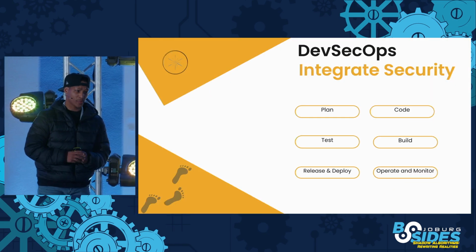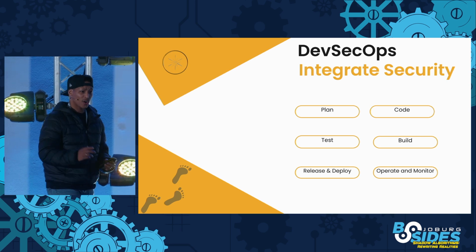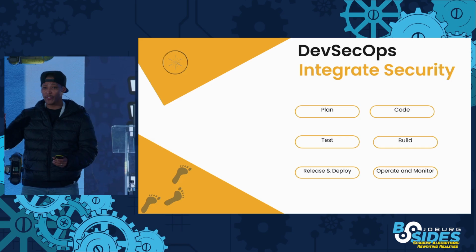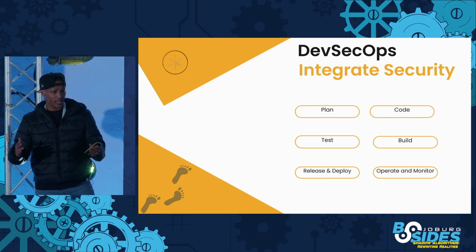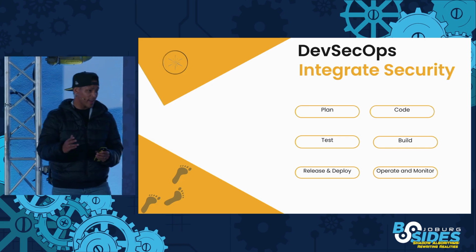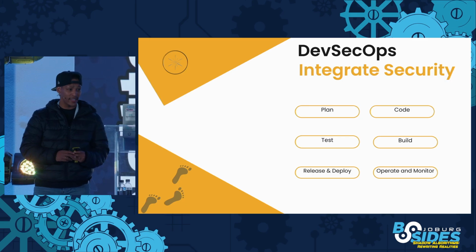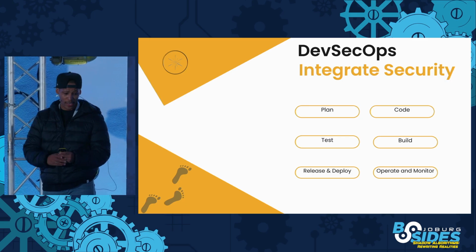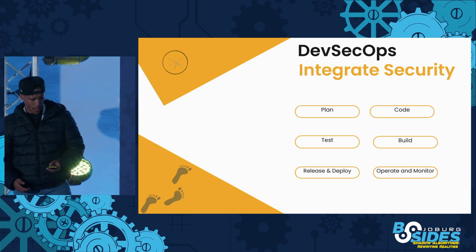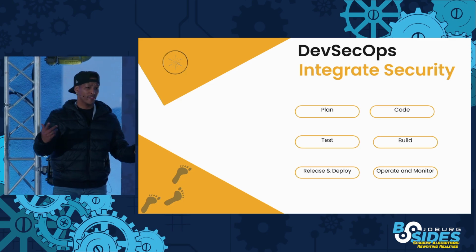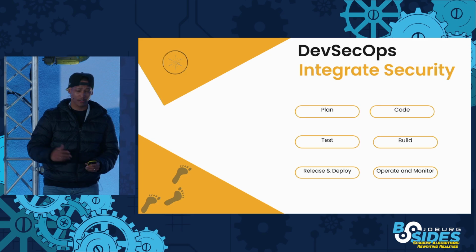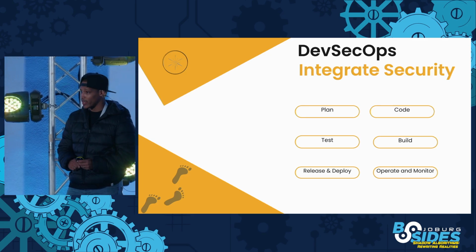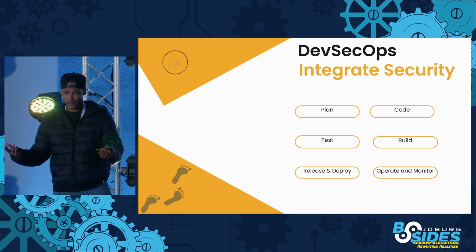That's where DevSecOps comes in. So DevSecOps is all about integrating security into every phase of the software development lifecycle, from planning, coding, building, and testing, all the way through to deployment and monitoring. You don't have to do everything at once. Start with lightweight steps that give you the most impact with the least disruption.